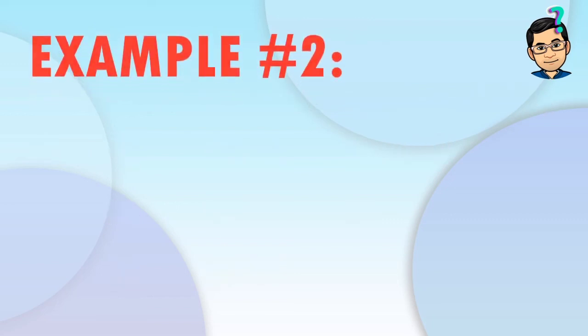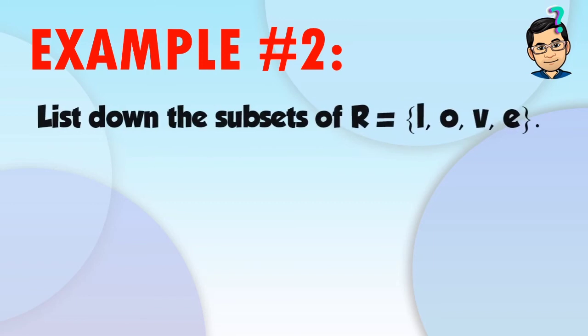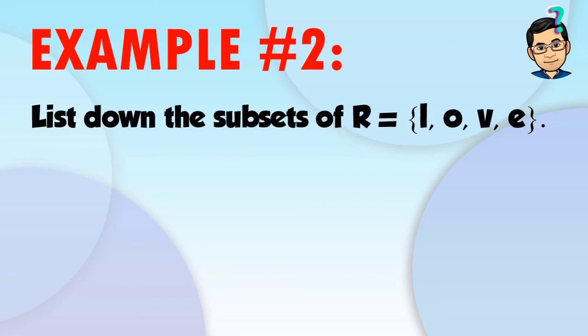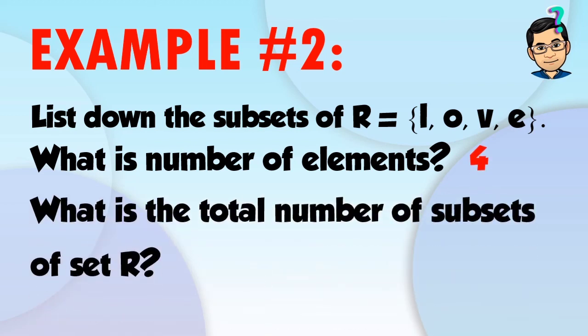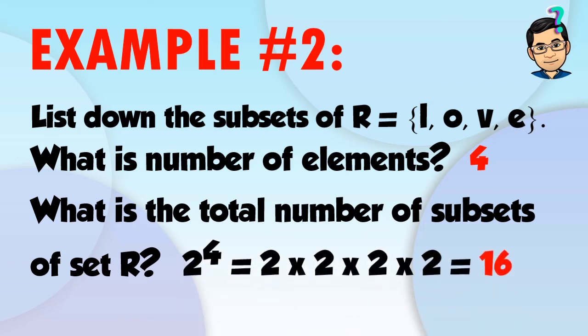So let's have example number 2. List down the subsets of R whose elements are L, O, V, E. What is the number of elements? 4. Kasi 4 yung letra, di ba? Next, what is the total number of subsets of set R? So, kung 4 ang elements niya, isa-substitute natin dun sa formula na 2 raised to n. Therefore, 2 raised to 4 is equal to 2 times 2 times 2 times 2, which is 16. So, ang bilang ng subsets ng set R ay 16.